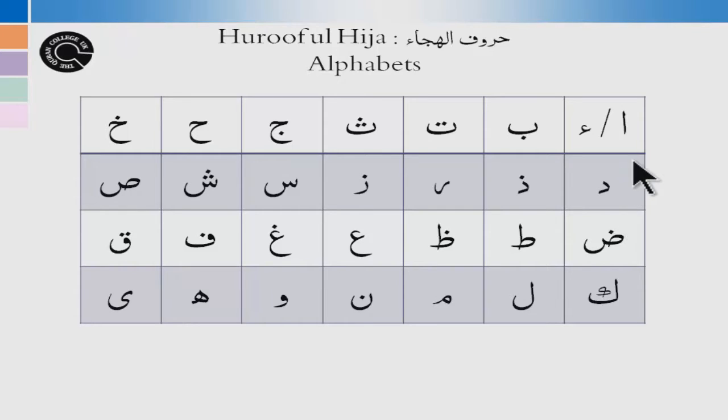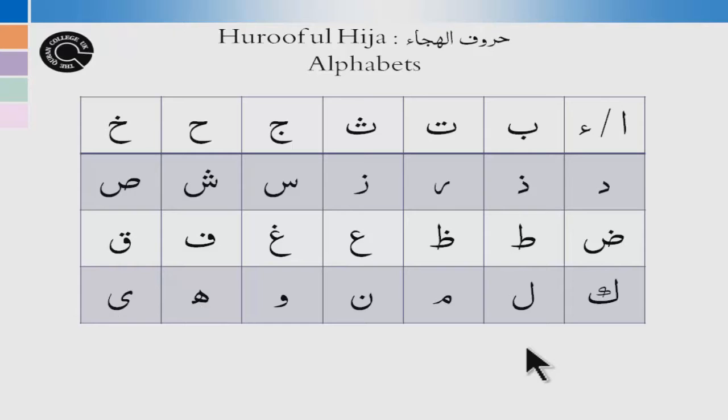So let's see the name of it. The first one is alif. Second within this cell is hamza, ba, ta, tha, jim, ha, kha, dal, dhal, ra, za, sin, sheen, sad, dad, ta, za, ayn, ghayn, fa, qaf, kaf, lam, mim, nun, waw, ha, ya.